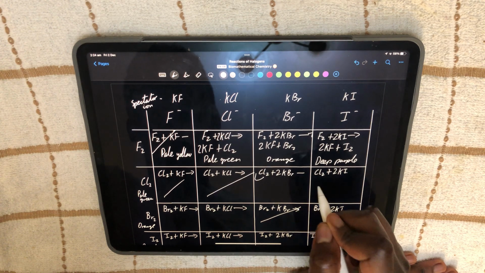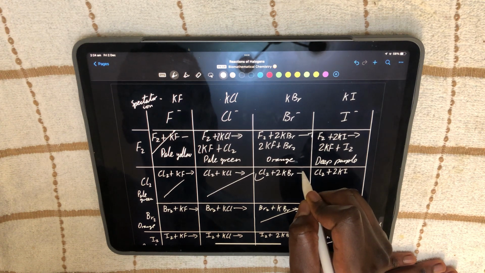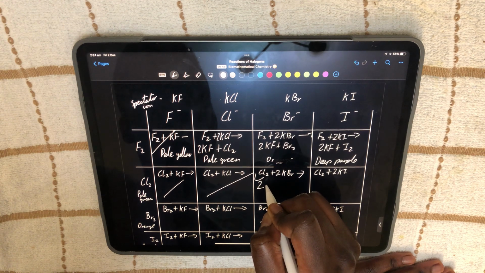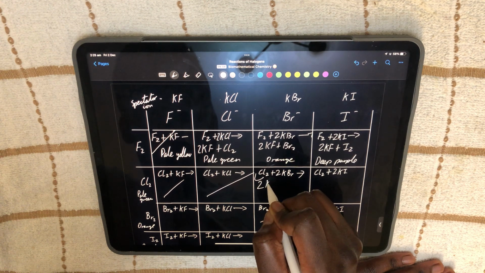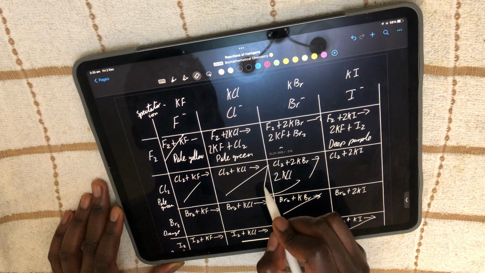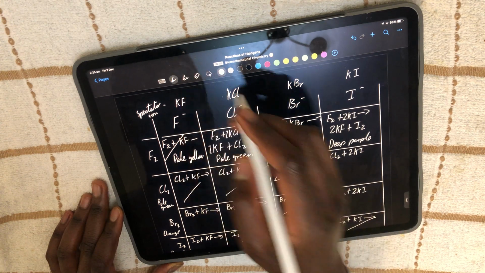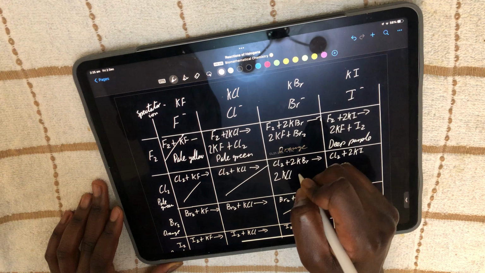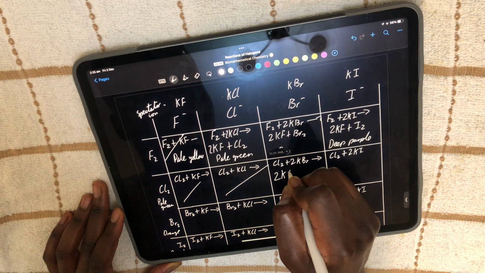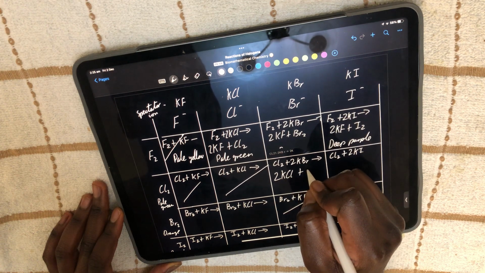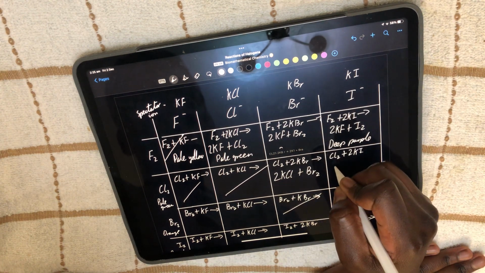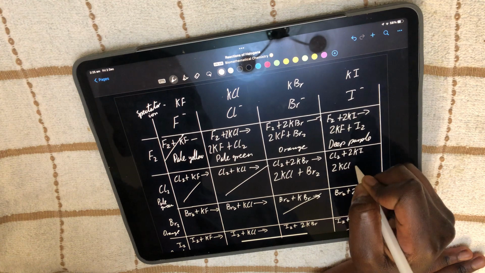So it's a strong enough oxidizing agent for this reaction, right? And then you'd form 2 KCl, my handwriting is terrible, 2 KCl plus Br2, and then 2 KCl plus I2.